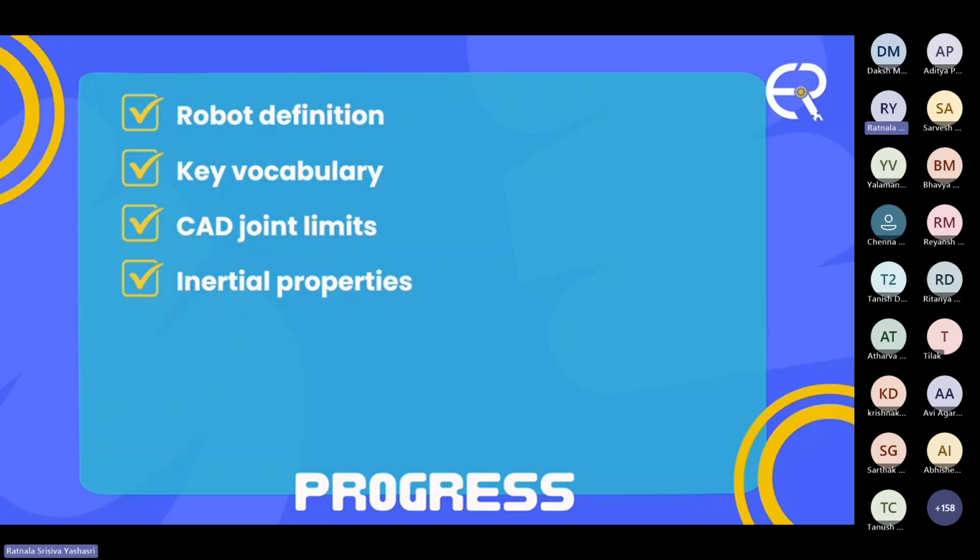What we've covered so far: we have a robot definition. What defines a robot? The sense, process, act loop, the key vocabulary: joints, links, end effector, and degrees of freedom. Why we need to assign joint limits on CAD, and how we find inertial properties. Any questions so far? You can raise your hands.